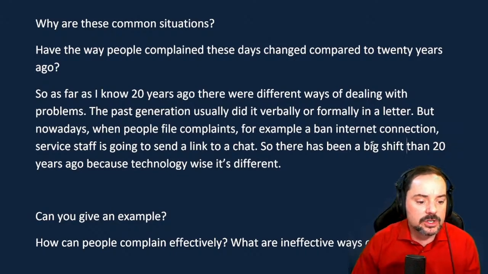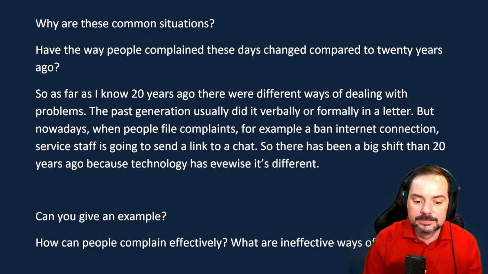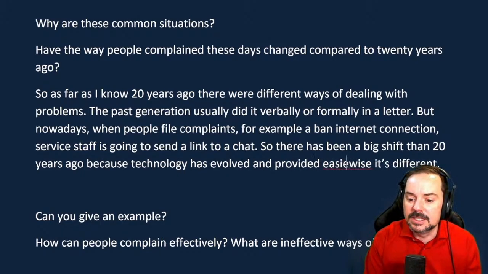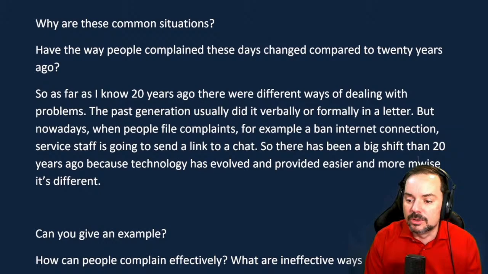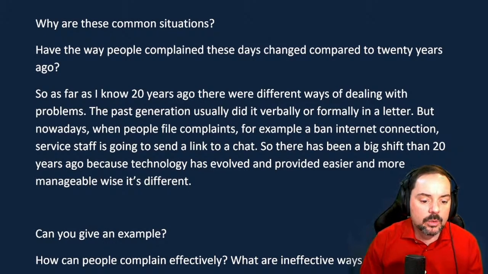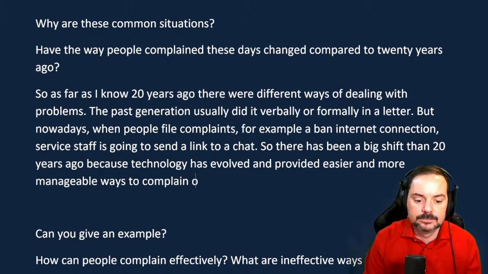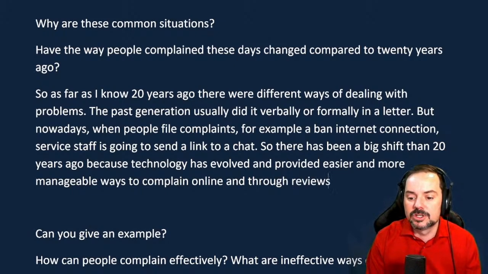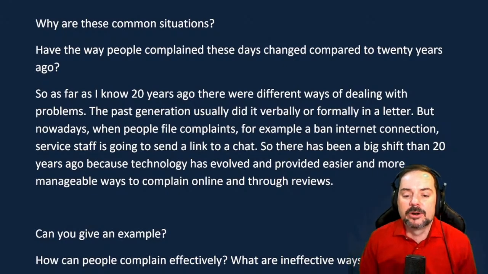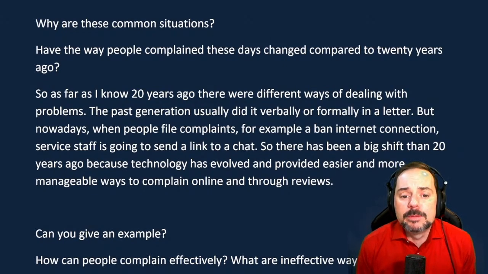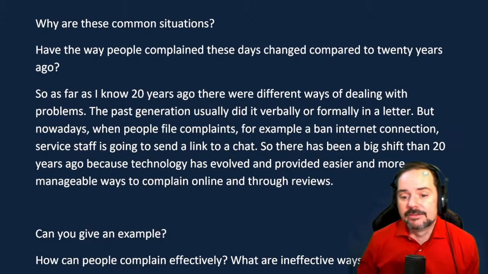Than 20 years ago, because technology has evolved and provided easier and more manageable ways to complain online and through reviews. Okay, we'll just finish it that way. And now you're in a much better position grammatically with clarity. Let me repeat the question, the answer, and then copy after me, okay?